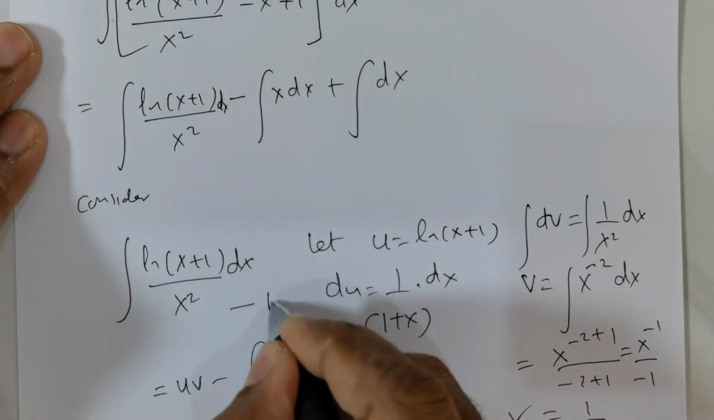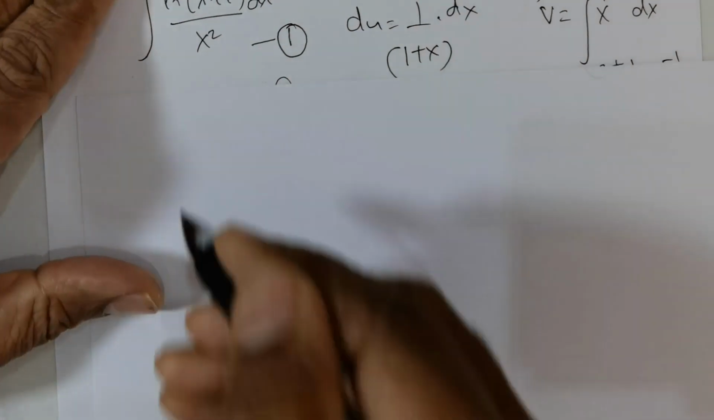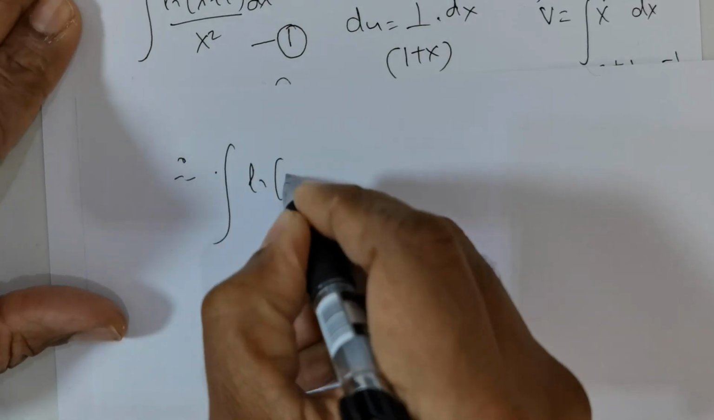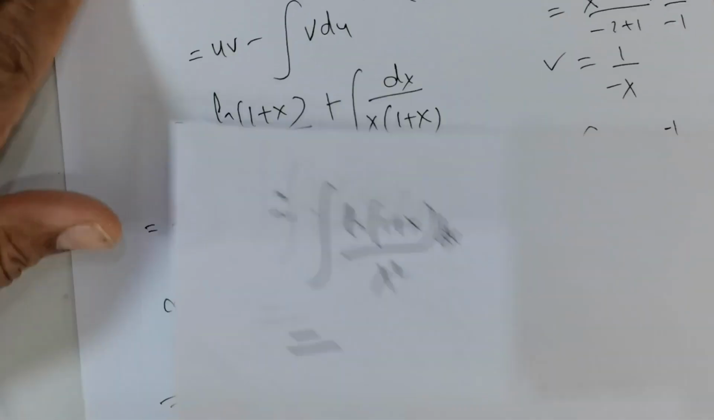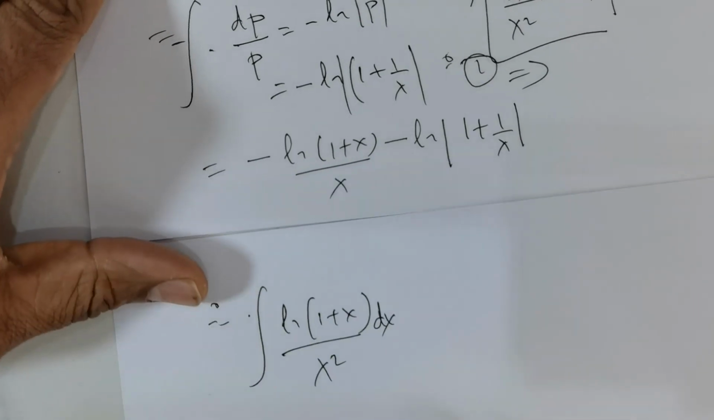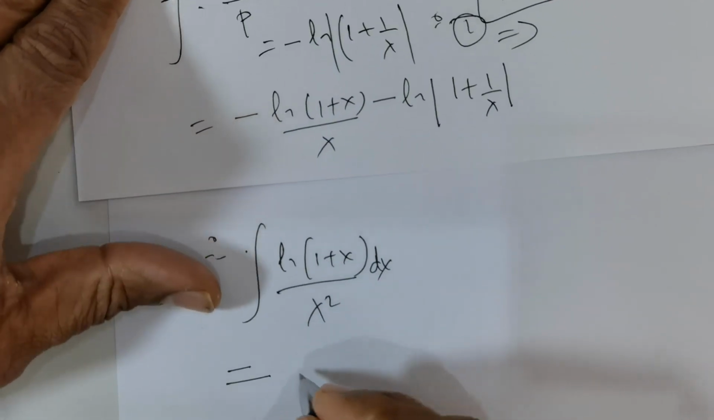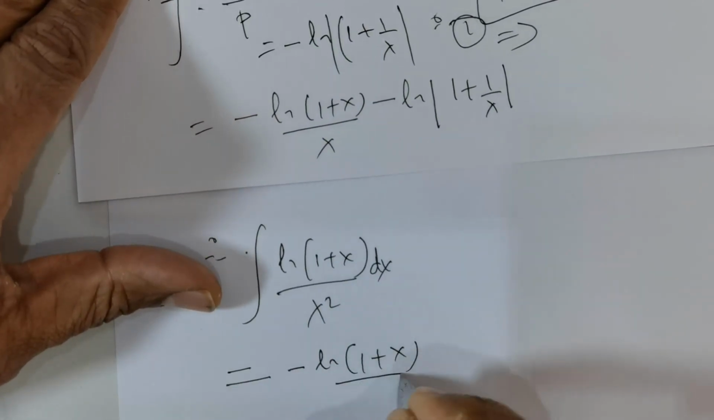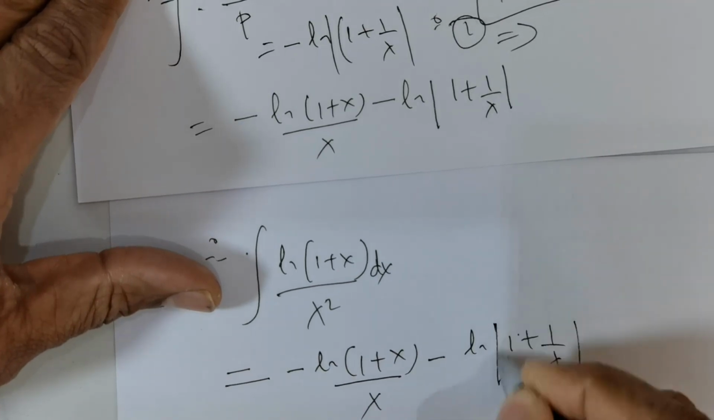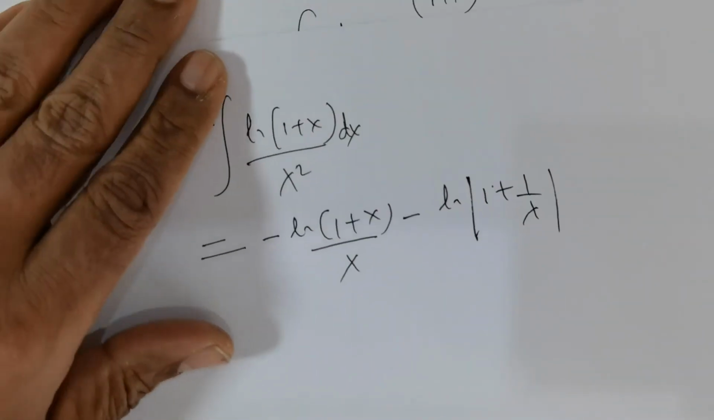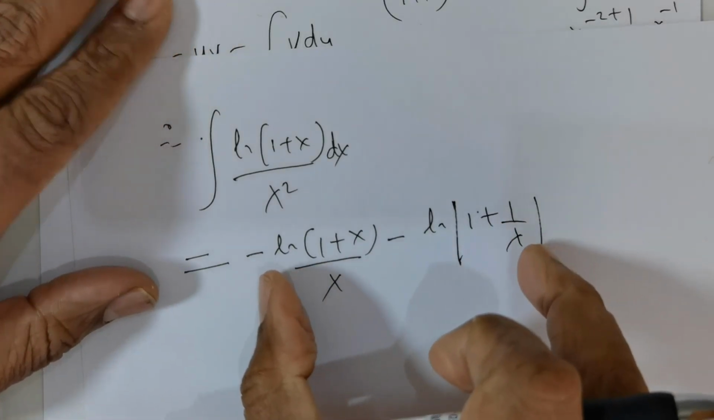If I take this as 1, I'm going to use another sheet of paper. Therefore, the integral of ln(1 + x) divided by x squared dx is equal to this outcome, right? So take all of this and write it down here. So this is equal to negative ln of (1 + x)/x, negative ln of (1 + 1/x).